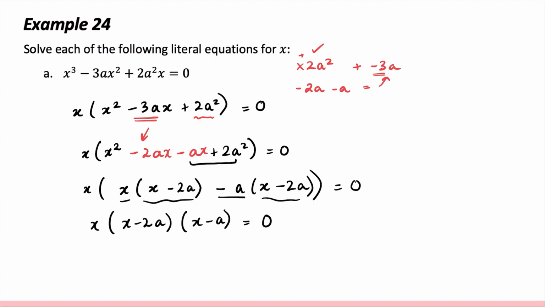Now we've got a beautiful form where we can factorize by the null factor law. So that'll be x equals 0, x equals 2a, and x equals a. So you can see it's a really nice way to be able to get to our answer, but there is quite a bit of recognition that happens here.